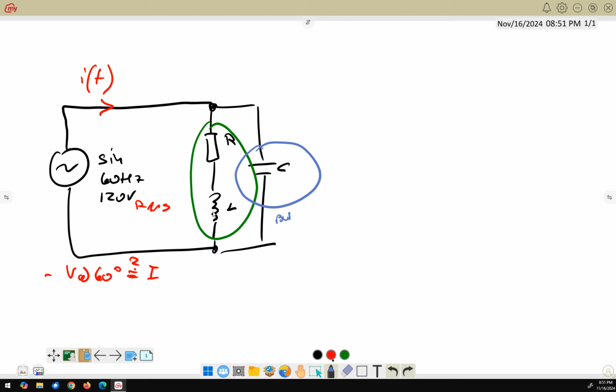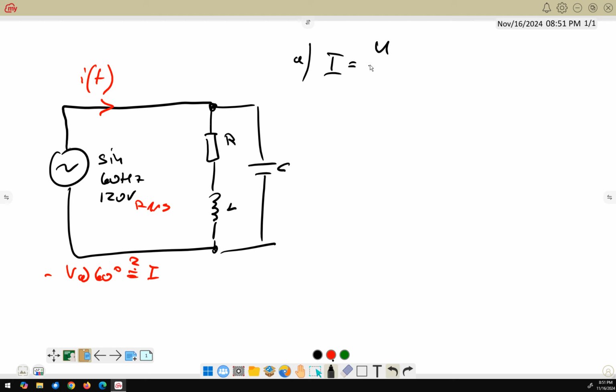Okay, how to solve this? We have two different ways to solve this. Ohm's law says the current is the voltage divided by the resistance, in this case the impedance. If we calculate the impedance, we can figure out what is our current.